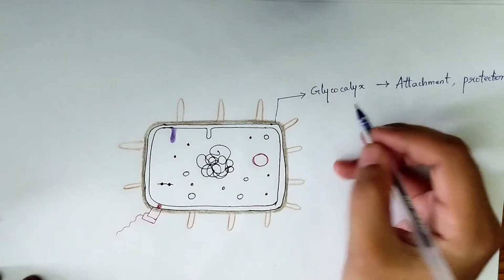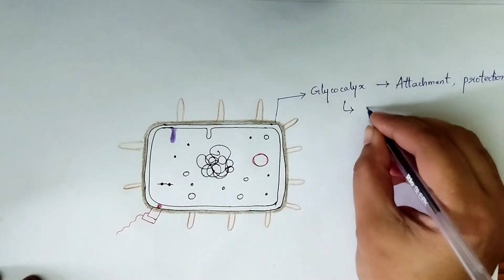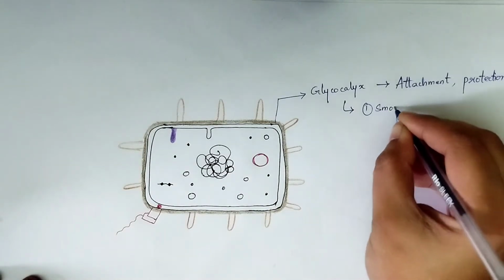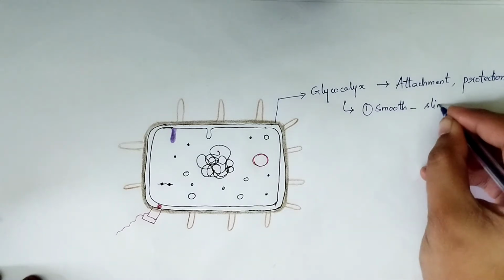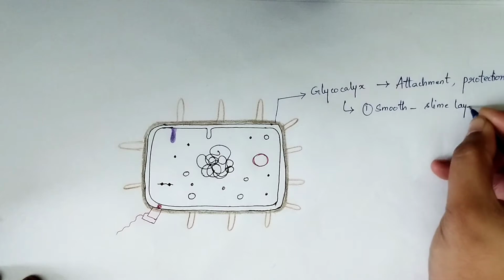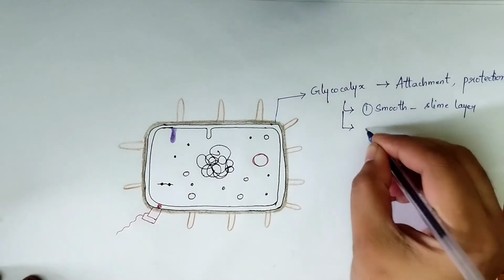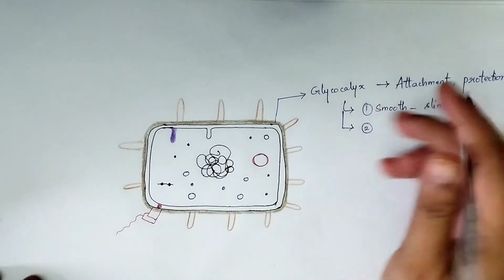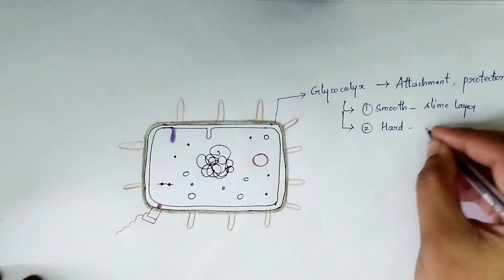And this glycocalyx can be of two types. In case of bacteria, it can be smooth, that is the first one is smooth, that will be looking like a slime layer, and in some cases it is hard. Outermost glycocalyx will be hard, which looks like a capsule-like structure.